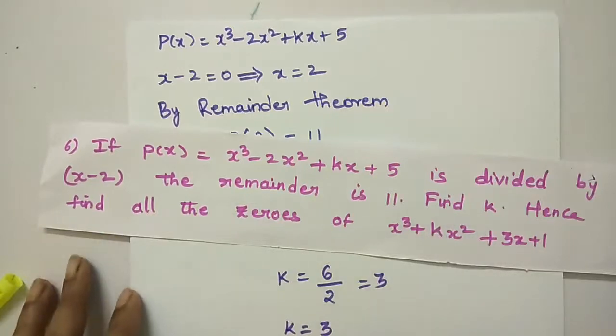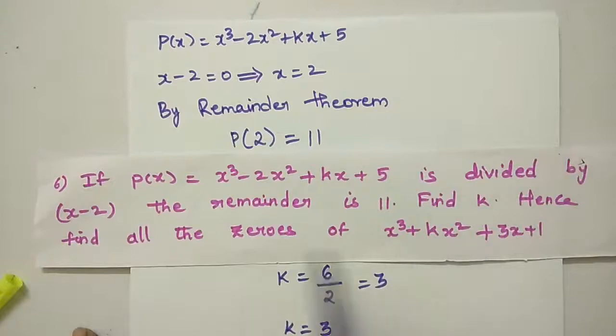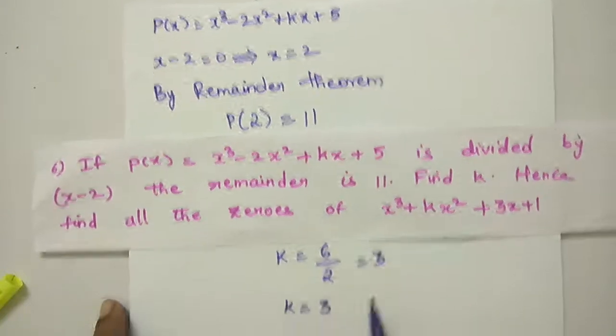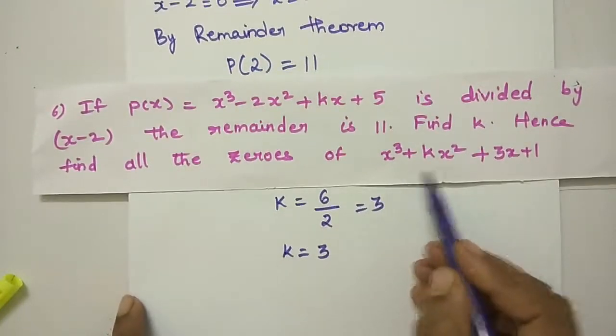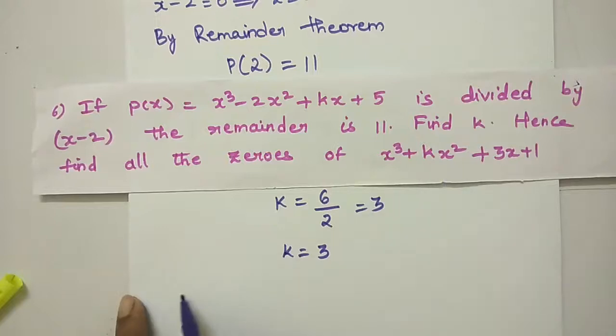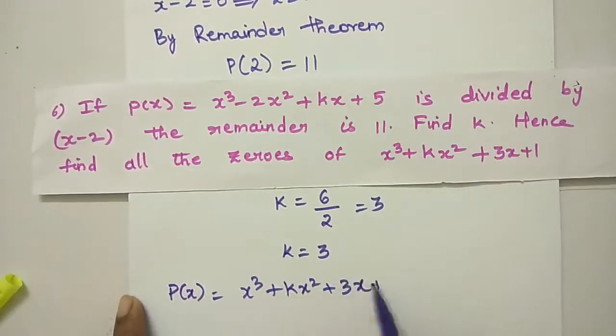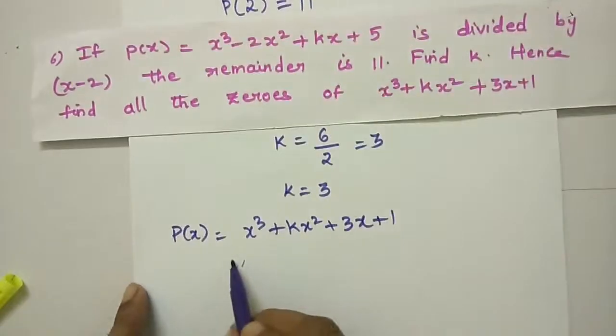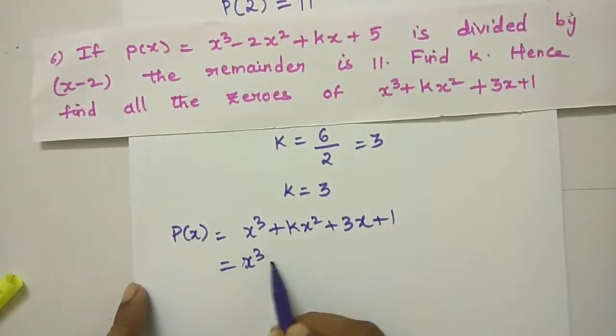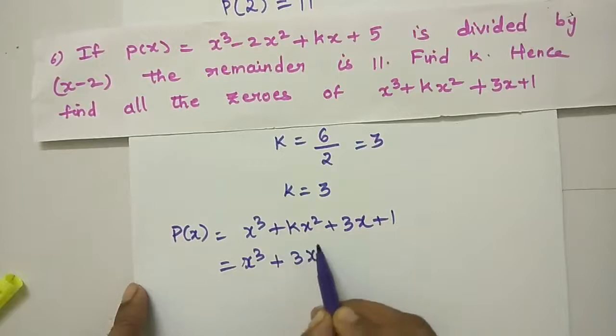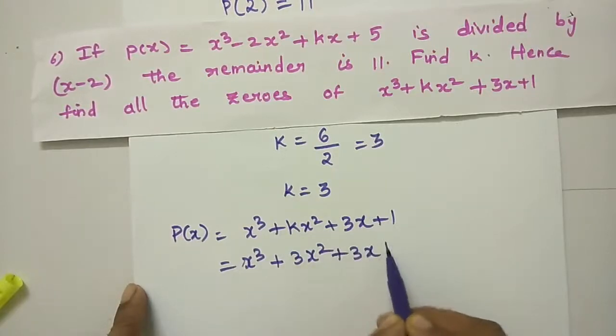Now using this value of k, we have to solve the second question in this problem. That is, we have to find the zeros of this polynomial. So first substitute the value of k in this polynomial. P of x is equal to x cube plus kx square plus 3x plus 1. This is what they have given. This is equal to x cube plus 3x square plus 3x plus 1.